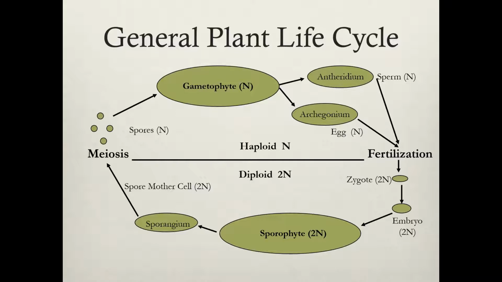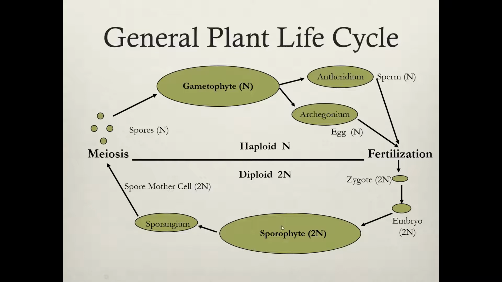Okay, so let's look at the name sporophyte. This tells you everything that you need to know about what this plant does. Whenever you see phyte, it means it's going to make. So the prefix here is sporo. So what is this going to make? Well, it's going to make spores. A sporophyte is something that makes spores.